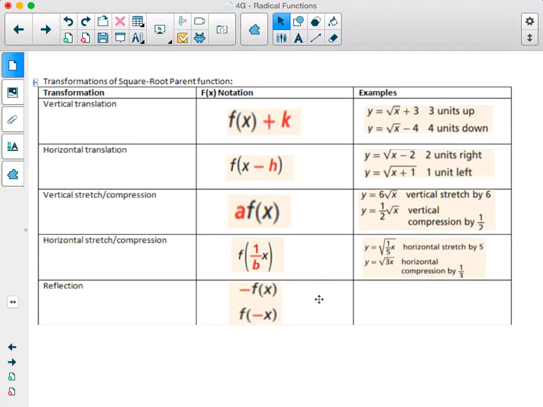Finally, reflections can happen either over the x or over the y. If you reflect something over the x-axis, we're going to change all the y values to negatives, right? That should hopefully make sense to you. And so we're going to put that negative outside the radical. And if we're going to reflect it over the y-axis, we're going to put that negative inside the radical.